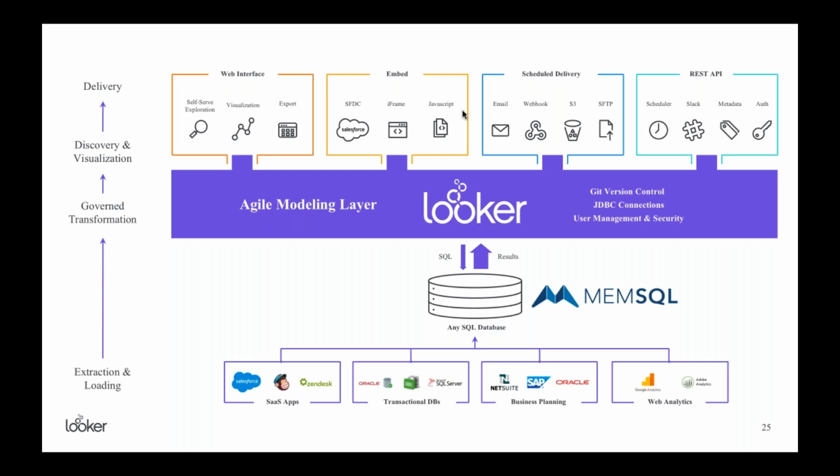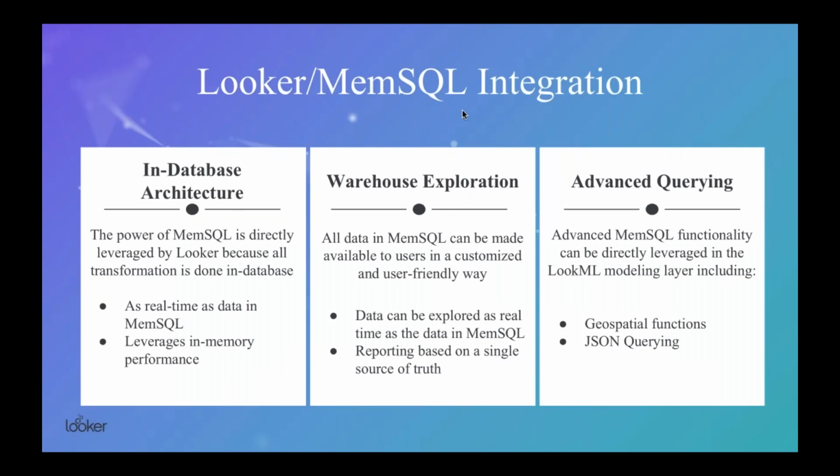And then finally, I just have some key points about why the Looker and MemSQL integration is so powerful. So first, just reiterating that in database architecture directly leverages the power and performance of MemSQL. This also means that data in Looker is really as real time as it is in MemSQL. We're running queries directly there, and we're just visualizing them in the browser. Next, all the data in MemSQL can be made available to end users. So there's no data aggregation required prior to using Looker. Granular data can be made accessible and interactive to all users, regardless of technical ability.